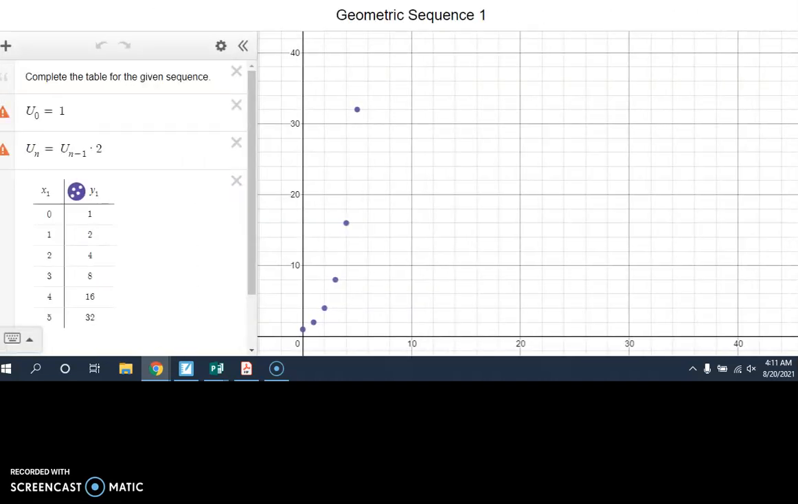Geometric sequences, which were the third and fourth screens. This time we're starting at 1 and we're multiplying by 2, so all the numbers are doubling. And this time the distance between the numbers is changing. As x increases by 1, the difference here is 1, but the difference between 2 and 4 is 2. The difference between 16 and 32 is 16. Since the differences are different, we're getting a shape that is nonlinear.